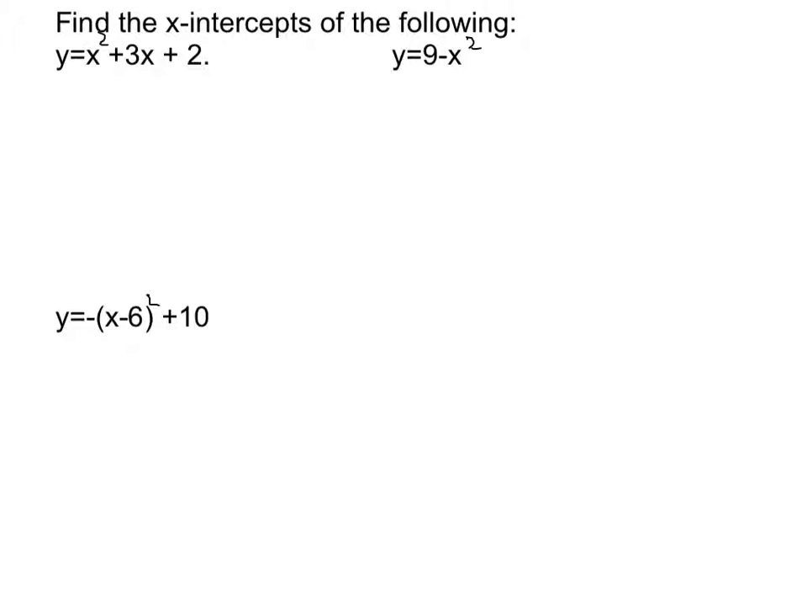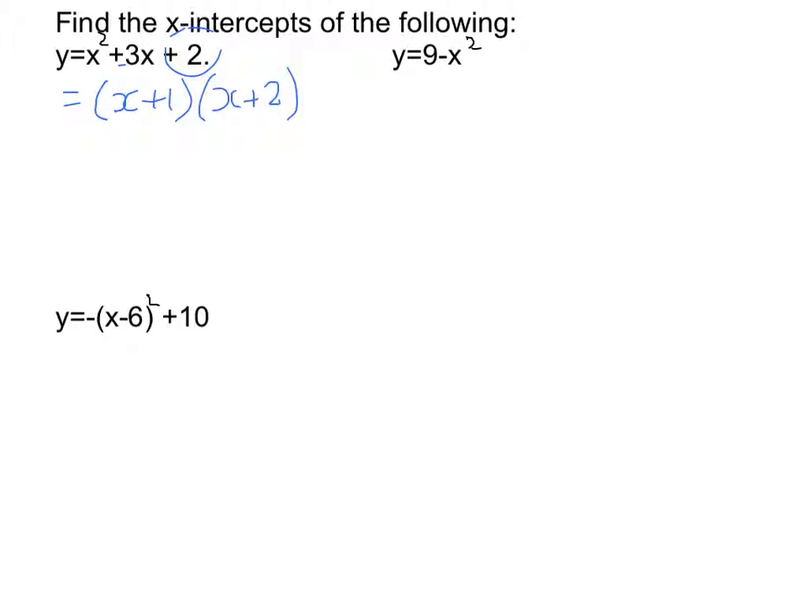Find the x-intercepts of the following equations. So what we would need to do with the first one here is to factorise it. So if I was to factorise this, what are factors of positive 2 which add up to 3? That would be 2 and 1. So we end up with 2 brackets, x plus 1 and x plus 2.